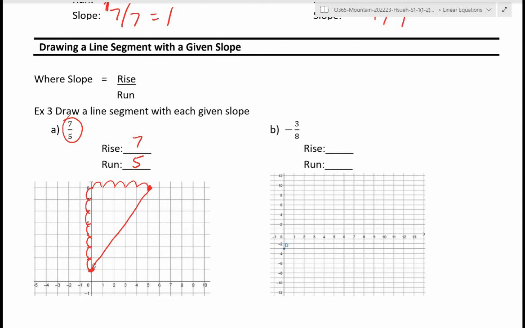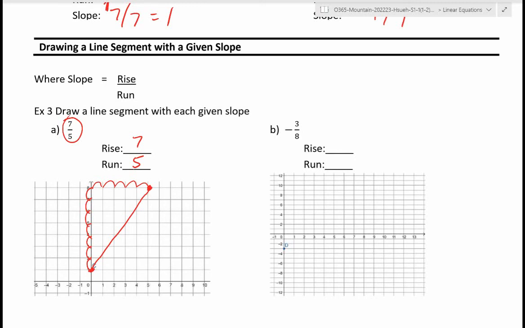Okay, and here we go. Part B. Now, the slope in this case is negative 3 out of 8. Now, you might ask again, where is the negative sign? Do I put it for the rise or do I put it for the run? Again, it turns out it doesn't matter, okay, as long as you keep in mind that if the rise is negative, then you're going down. If the run is negative, then you're going to the left instead of going to the right.